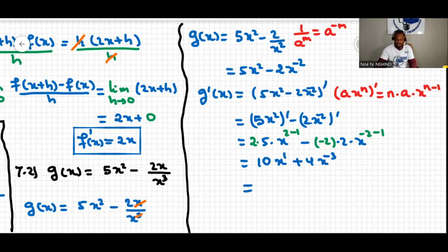So this can be written as 10x, because x to the power of 1 is just x, and then plus 4x to the -3. We can bring the -3 to the denominator, according to the same law I wrote here. Remember those laws are useful from left to right as well as from right to left. So from right to left, this will be 4 over x to the power of 3. This is g prime, the derivative.